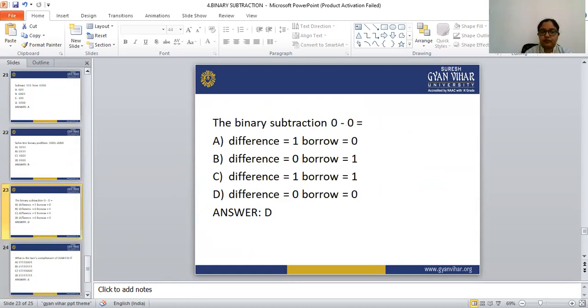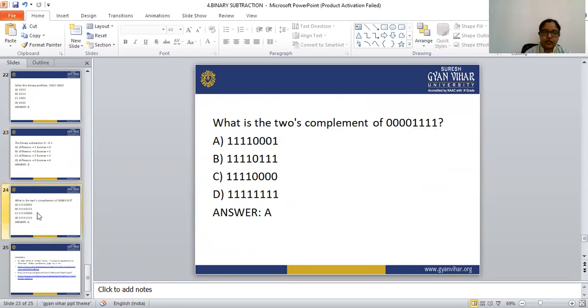Next is the binary subtraction 0 minus 0 is equal to. 0 minus 0 is equal to difference 0, borrow 0. So the correct answer is D. Next question: what is the two's complement of 0000 1111? The correct answer is 1111 0001, so option A is the correct answer of this question.